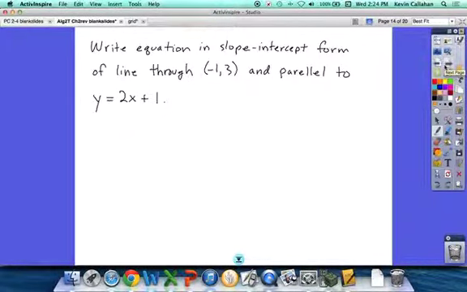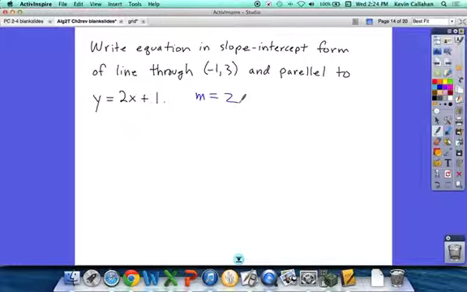Okay. Then we've got the parallel and perpendicular. So it says write an equation, in slope-intercept form, of a line that's going through the point -1, 3, and it's parallel to this line, right? What piece of information are they trying to tell us by saying that our line is parallel to this line? The slope, right? And we know about parallel lines, they have the same slope. So we're trying to find the equation of a line that goes through that point and has a slope of 2.